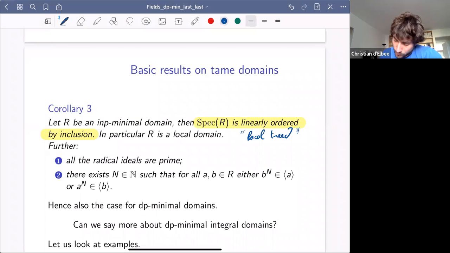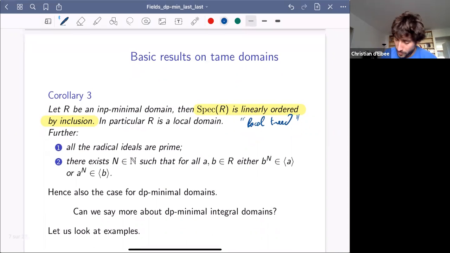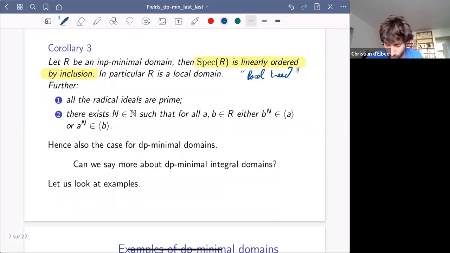And then a consequence of the fact that the spectrum is linearly ordered by inclusion is that all the radical ideals are prime, and there exists a constant n such that for all A, B, either B to the n belongs to A or A to the n belongs to B. So of course, this corollary also holds for DP minimal, because every DP minimal is INP minimal. But can we say a bit more for DP minimal integral domains?